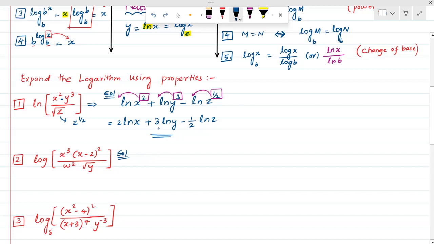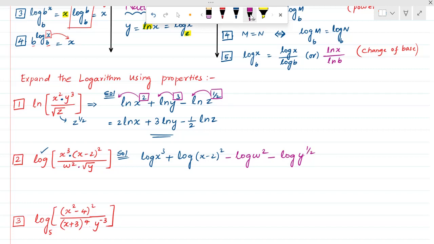This is a log. You will have a log outside. The function is log. I have to use log x to the power 3. Since it is in the product, I will write it as plus log (x minus 2) to the power 2. Whenever a term is in the denominator, I write all those terms with a minus. So it is minus. Why? Because it's a denominator, log w square. Since it is a quotient, I will write it minus log y to the power half. If you cancel the root, you will get half.